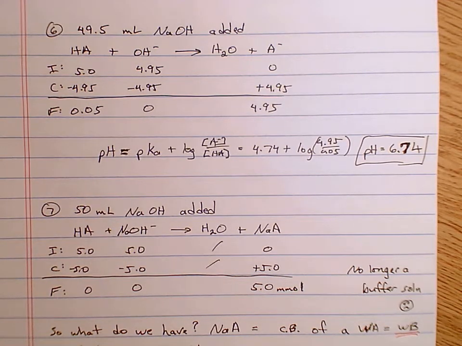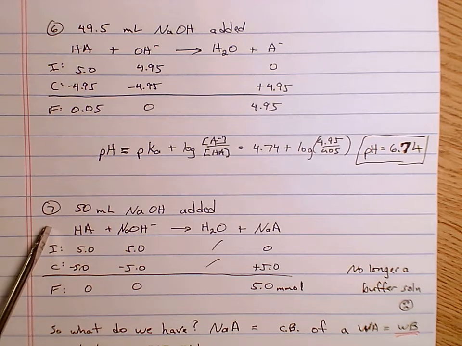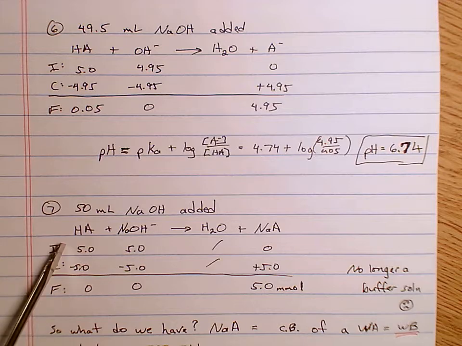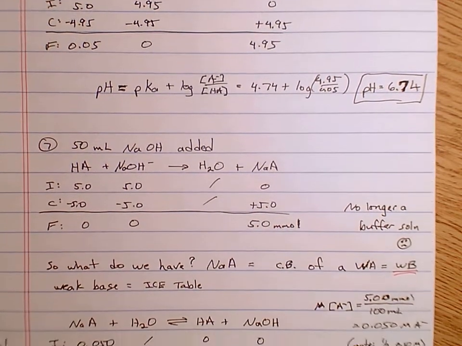Because here's the deal. When you jump to 50 milliliters, when you're at the equivalence point, this next thing that we're going to do is really an indicator if you understand titrations, if you really understand these pH titrations. This one problem right here is essentially a review of this chapter and the previous chapter. Let's look at this.